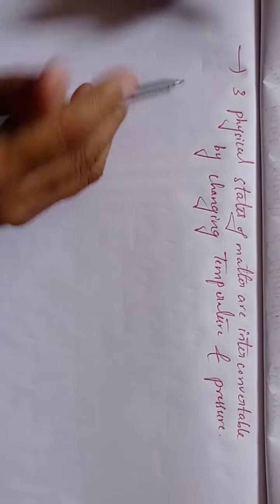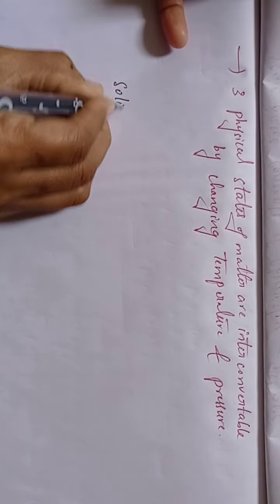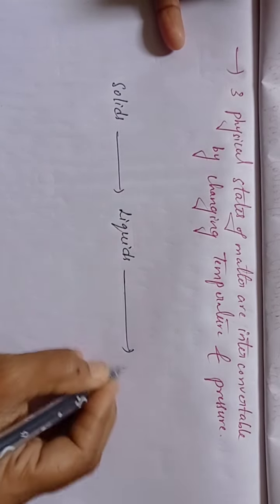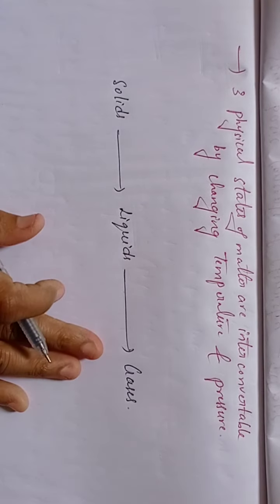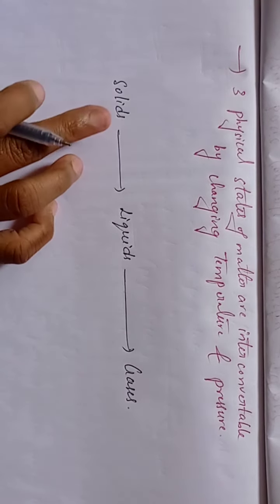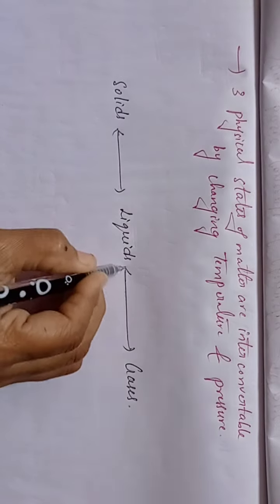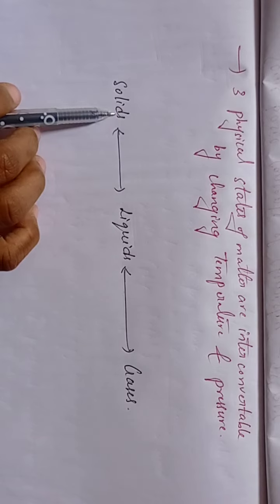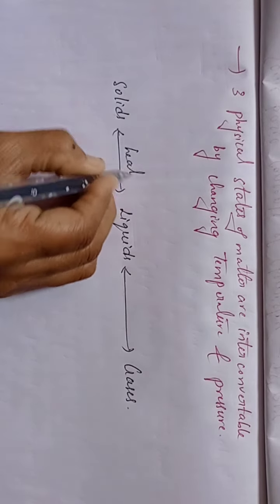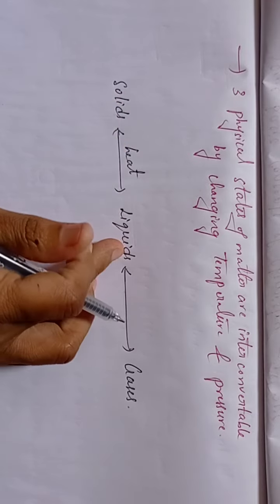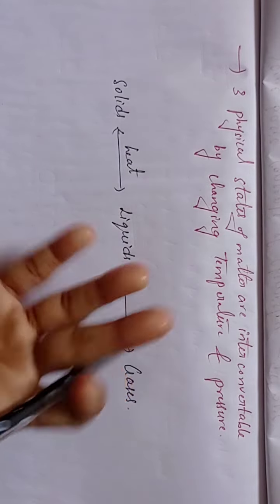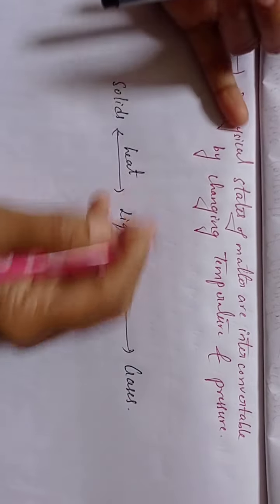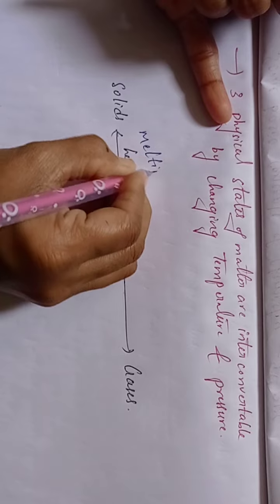See, students, here I am taking solids. First of all, solids. Next, liquids, gases. See here, solids, liquids, gases. So by heating, I am taking like this. Here, this is solids. By heating solids, here I am taking heating. So solids by heating convert into the liquid state. This process is called melting, students. What is this process? Melting.